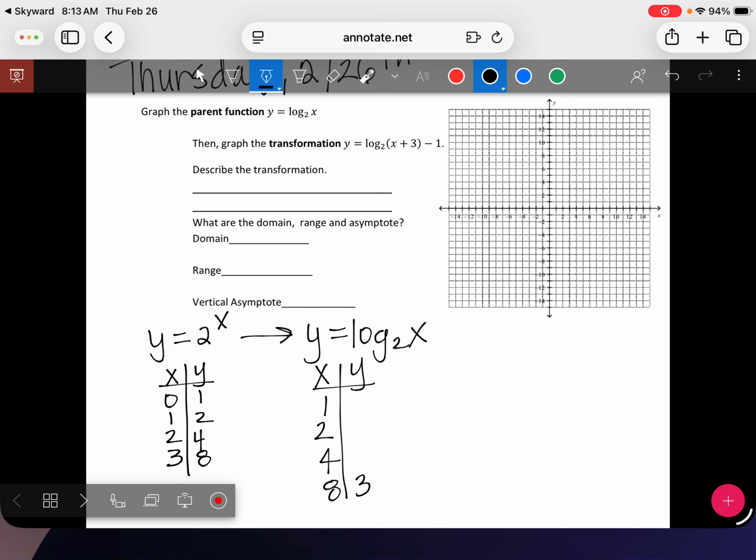And then graph it. See where it says graph the parent? This is that parent. So let's go ahead and graph that.